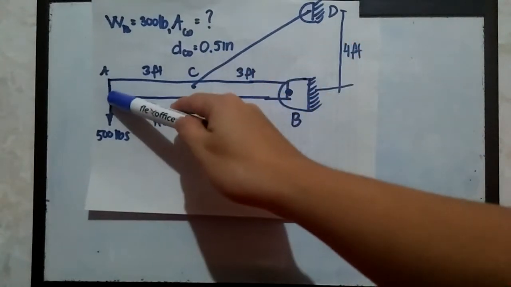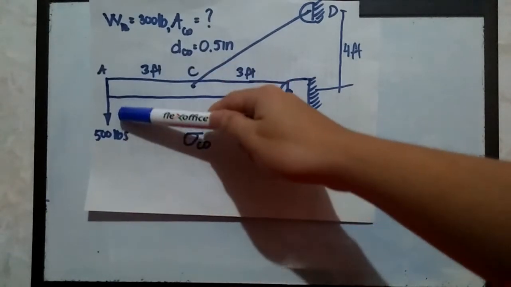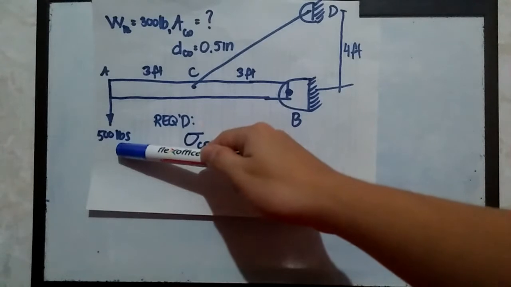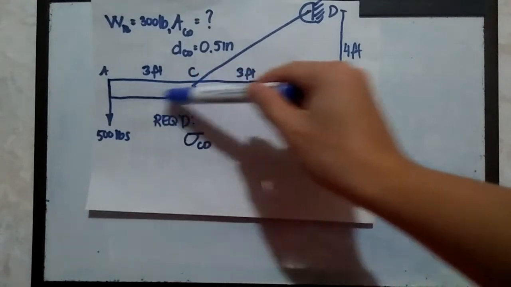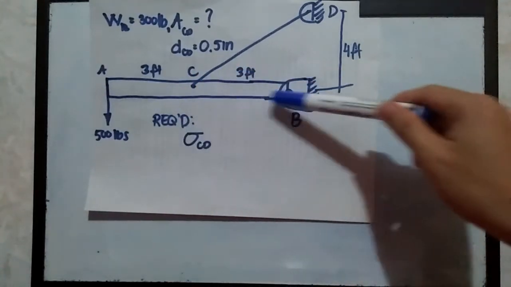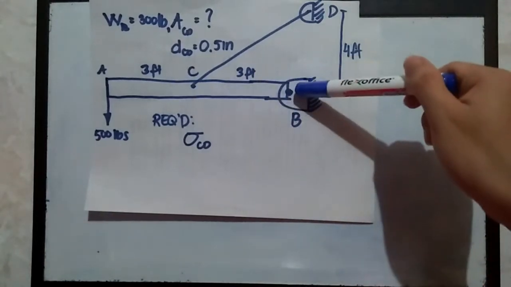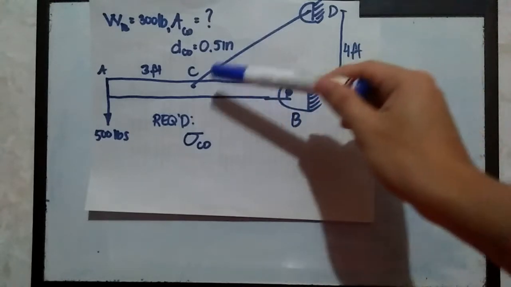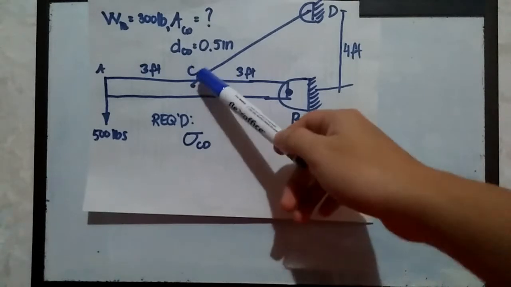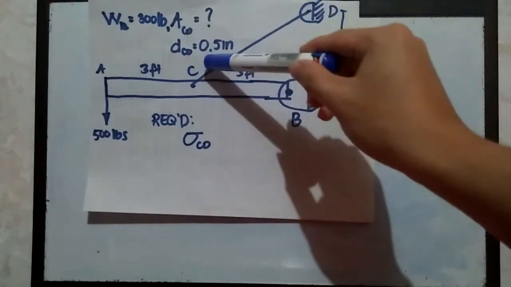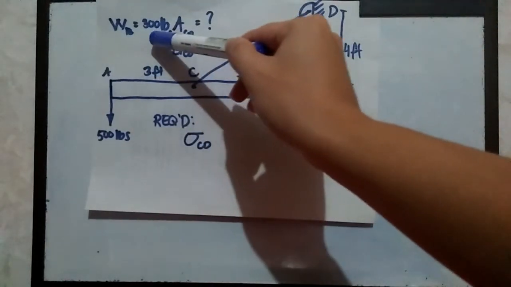And this solid bar, A to B, has a weight of 300 pounds and an applied load here at point A equivalent to 500 pounds. The distance from this applied load of 500 pounds all the way to the center point of this member AB is about 3 feet, and then 3 feet again from point C all the way to point B. And the problem gave us additional data, which is that the diameter of this cable CD is equivalent to 0.5 inches, and the weight of this bar is equivalent to 300 pounds.